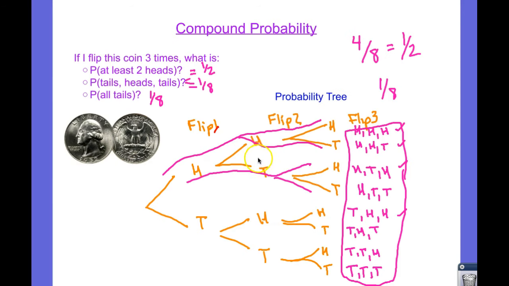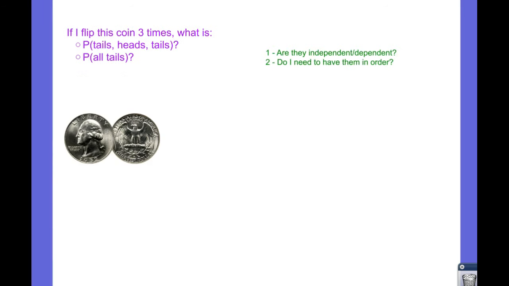Let's consider our other example of flipping a coin 3 times. This is one we used a probability tree for. Here's a list of all the things that could happen, and let's consider some that we've looked at already. So what is the probability? Let's look at all tails first. Are these independent? Do I need to have them in order? Well, since they're all the same thing, I don't need to worry about order. So I can say, what is the probability of all tails?